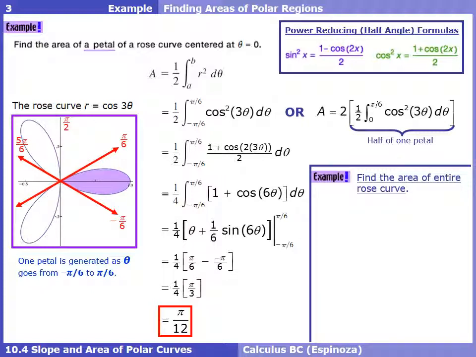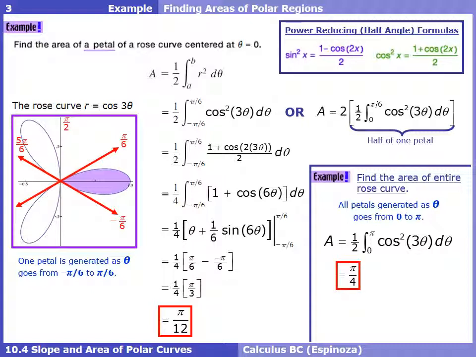What if we wanted to find the area of the entire rose curve? Well, all that would require is that we adjust the bounds. And just again, keep in mind that this rose curve, since it's an odd number of petals, is generated as theta goes from 0 to pi. So all we would have to do is adjust our bounds from 0 to pi, and if we went through that whole process of integration again, we would find the area of the entire rose curve to be pi over 4. And that makes sense.